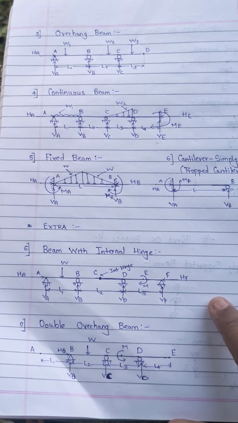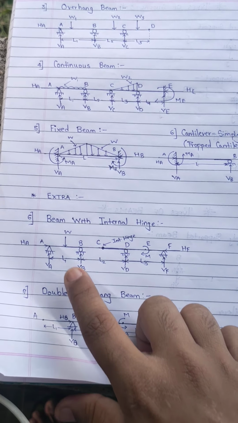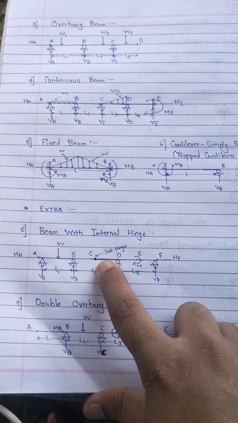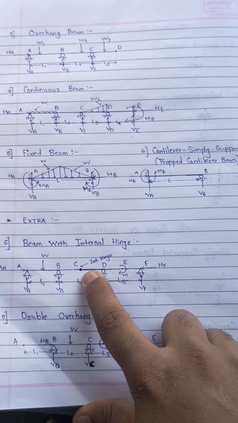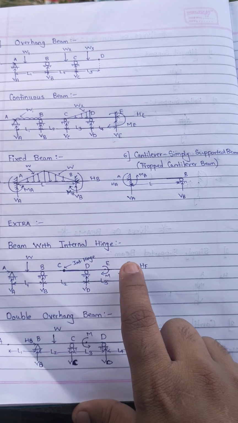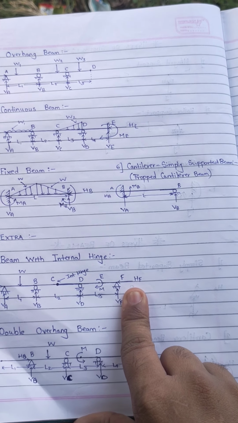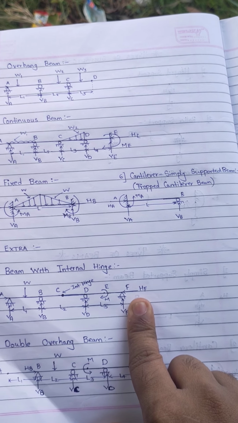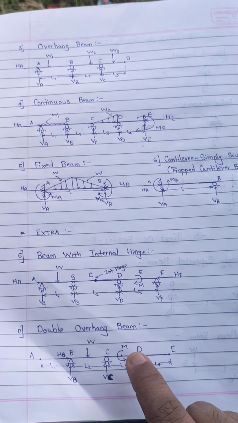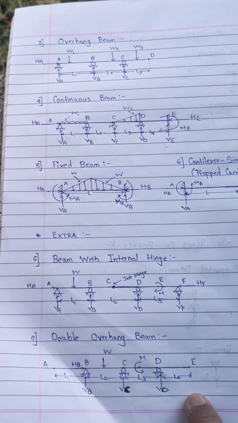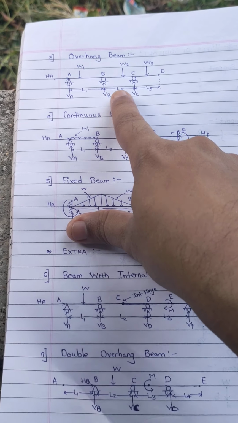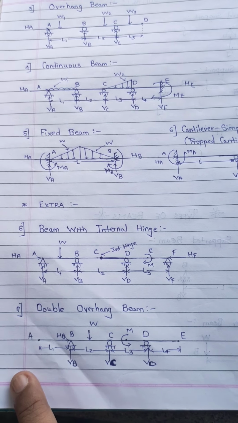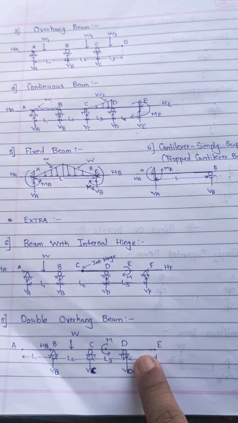Okay. Now there may be some extra types of beam which we can study, that is a beam with an internal hinge. So an internal hinge is the point where you may take moment as 0, that is, either on the left side you take moment 0 or on the right side you take moment 0. That we will see in one of the videos when I discuss support reactions. Okay. The next type of beam which you have is the double overhang beam. It's a kind of overhang beam only, but here it is overhanging on both sides, both the ends. So this is all about our types of beams.